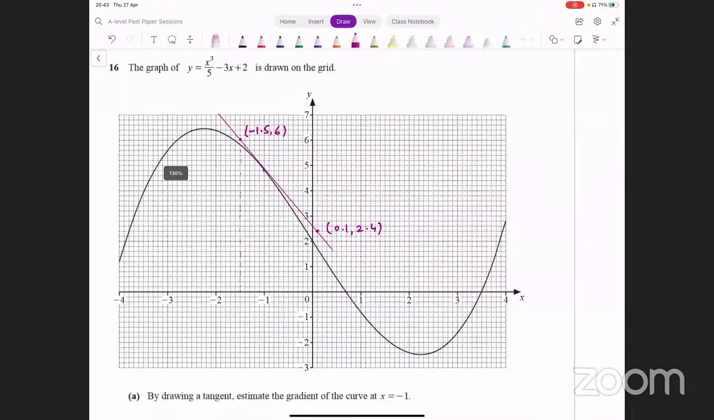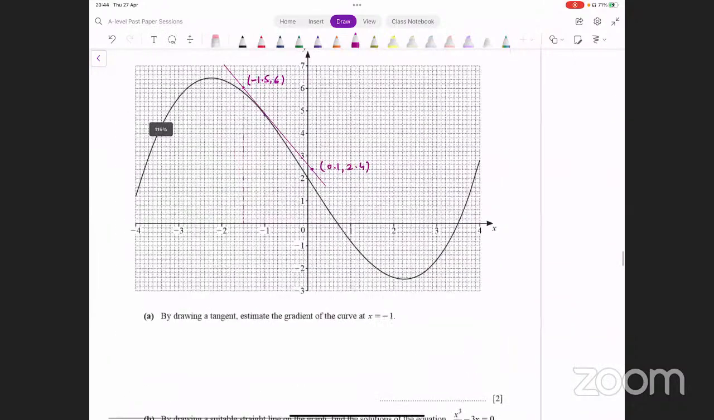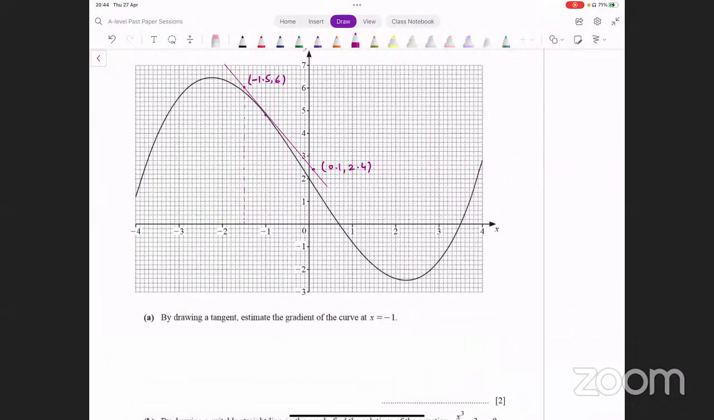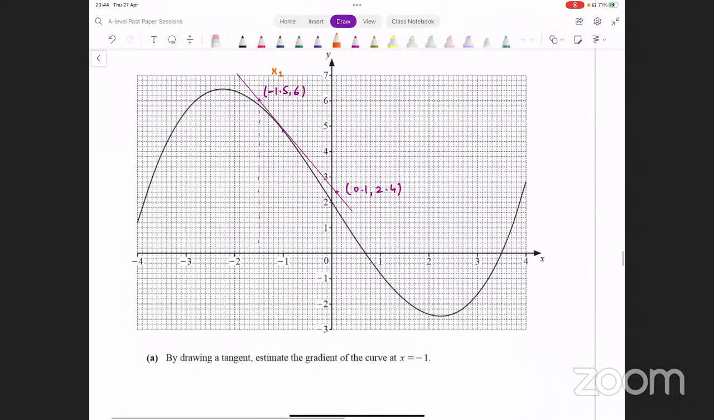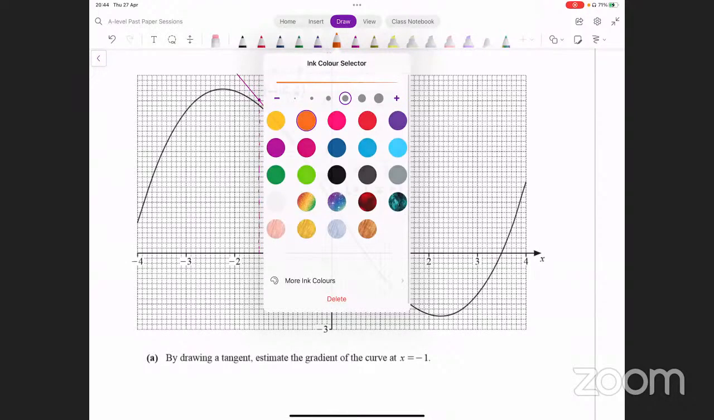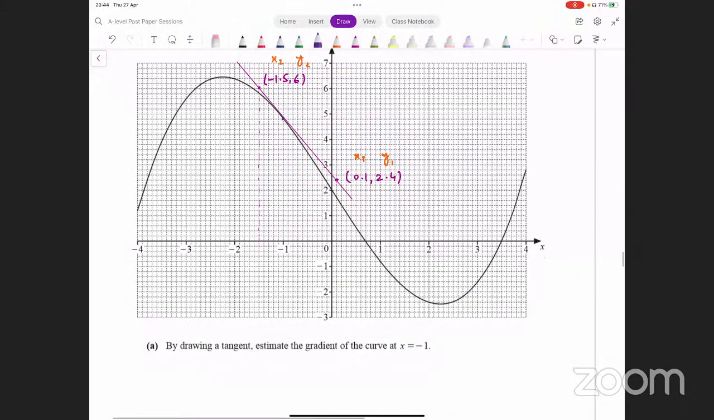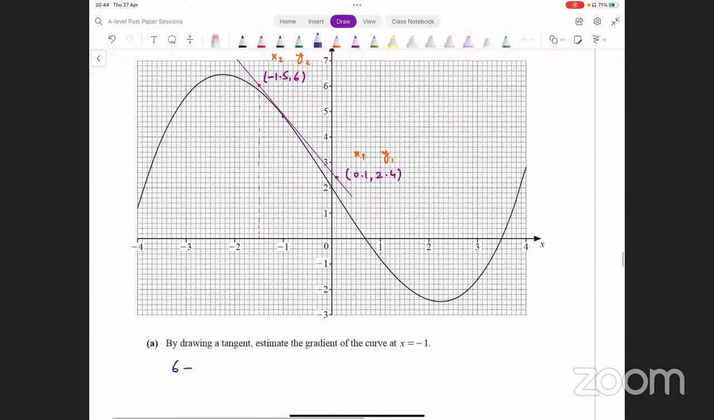यहाँ पे 2 points थे, इनका gradient find कर लें. देखें आपके पास क्या होता है. y2 minus y1, you can call any of them x1, y1. Let's call this x2, y2. Let's call this x1, y1. y2 minus y1, that would be 6 minus 2.4 divided by x2 minus x1, that's minus 1.5 minus 0.1.